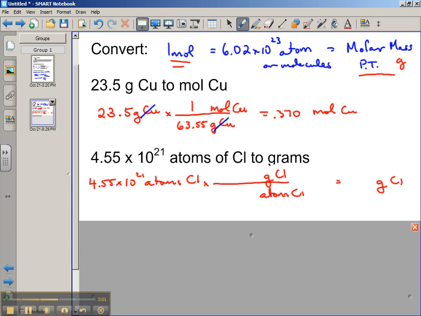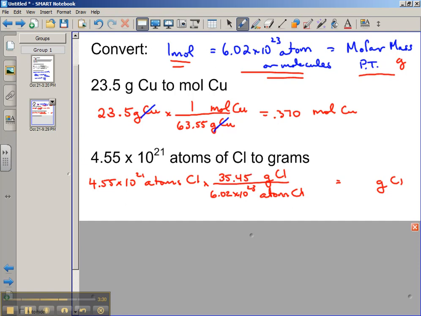Atoms. I look up at the top of the screen. I see 6.02 times 10 to the 23rd atoms of anything is equal to 1 mole, and then is equal to the molar mass in grams, and I go to the periodic table for grams and I look up chlorine and I say it's 35.45 grams for each mole.